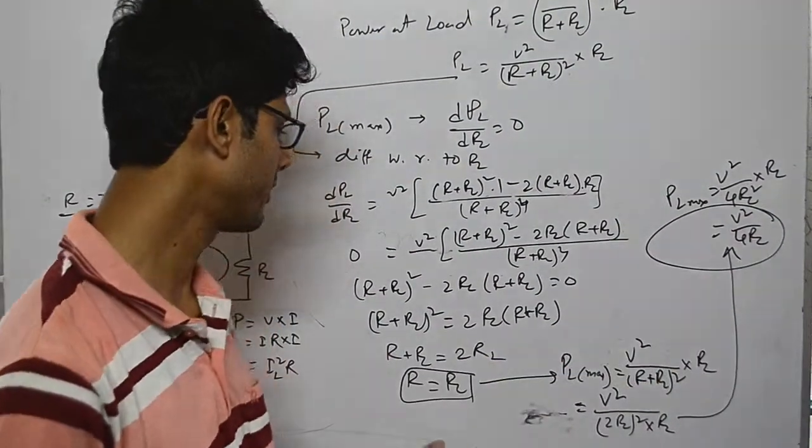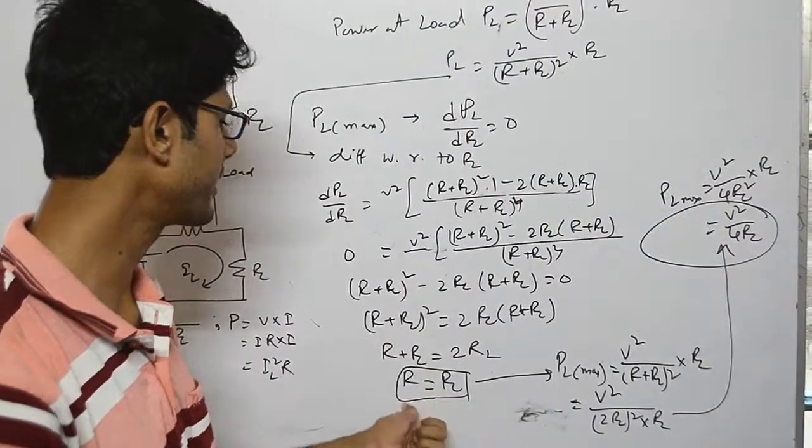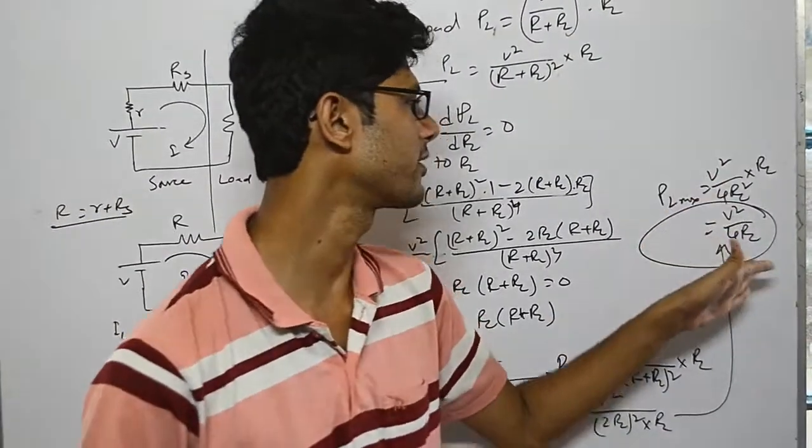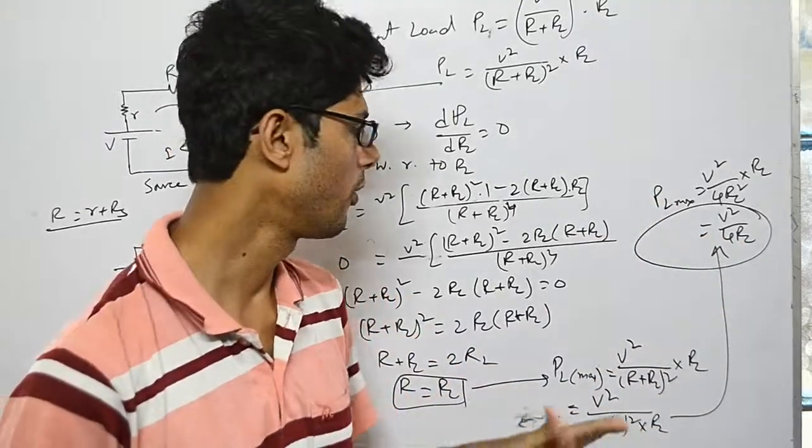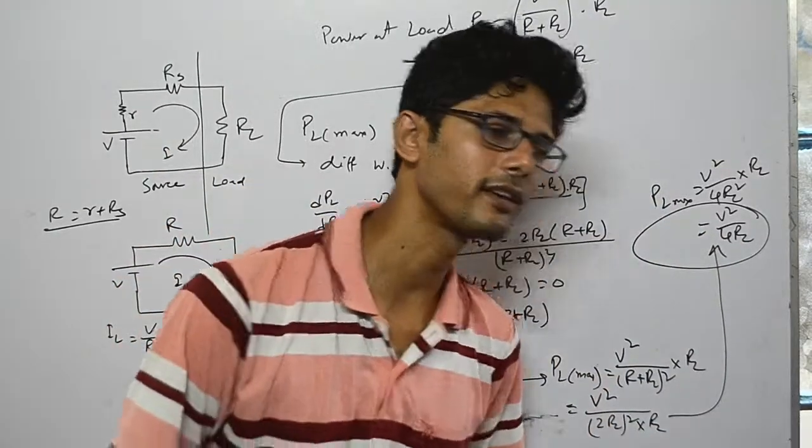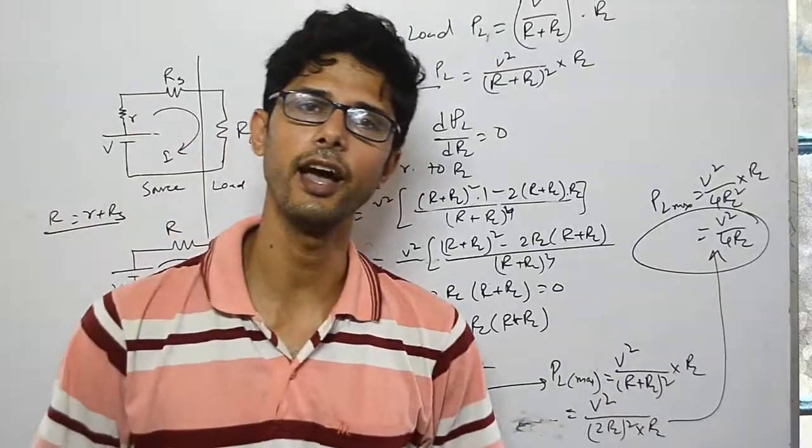Previously we derived R equals RL. Now we have derived PL max equals V square by 4RL. In the next video we will discuss node analysis and mesh analysis.